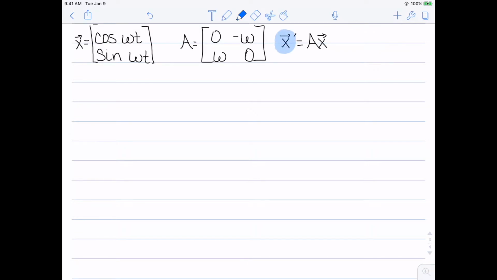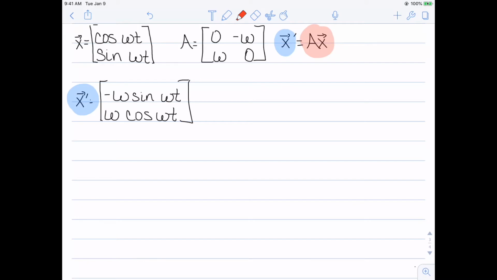The left-hand side of this equation says x prime, so let's find x prime. We know that the derivative of cosine of t is negative sine of t, and then we need to take the derivative of the inside. This gives us negative omega sine omega t. Similarly, we can take the derivative of sine omega t, and we get omega cosine omega t. So that was the left-hand side of the equation.